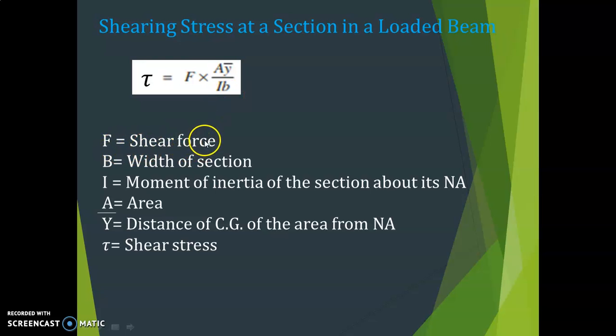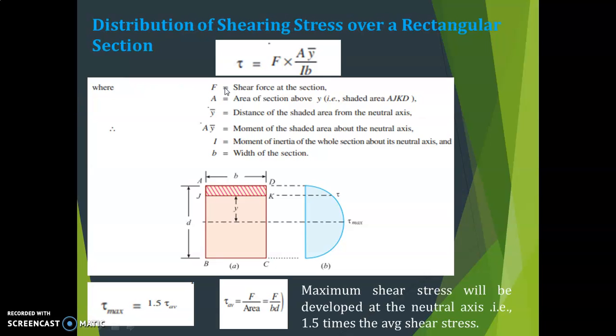Here F is shear force, that is in kilonewton or newton. B is width of the section, that is in mm, and I is moment of inertia of the section about its neutral axis. A is area, and Y bar is the distance of the CG of the area from the neutral axis. Then tau is shear stress, that is in Newton per millimeter square. So you should know these terms and this formula while solving the examples. Let us see one by one.